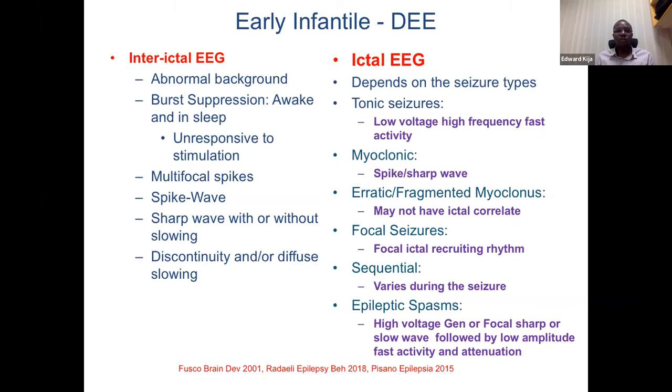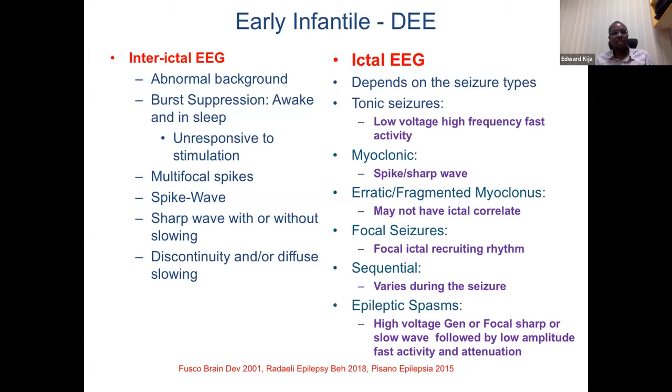With tonic seizures, it usually presents with low voltage and high frequency fast activity. Spike and sharp waves have been reported in myoclonic seizures. The myoclonus usually tends to be either erratic or fragmented. Some cases may present with continuous myoclonic seizures, which usually suggests the possibility of a metabolic cause. Focal seizures usually present ictally with an ictal recruiting rhythm, and the sequential seizures will usually depend on the particular type of seizure a patient is presenting with.